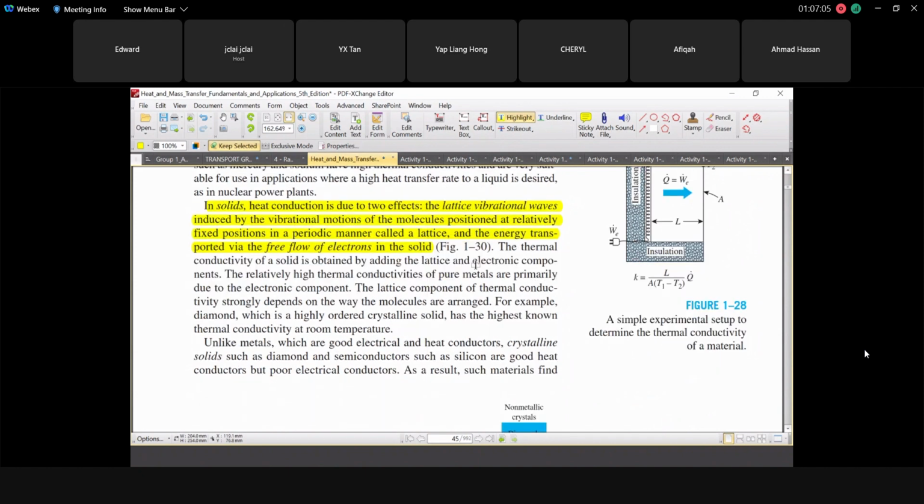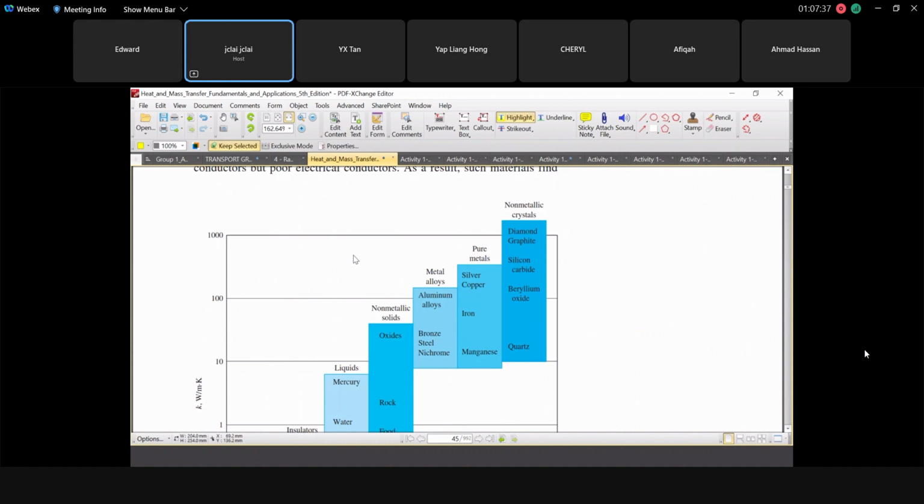Here is some more explanation. In solids, heat conduction is due to two effects: the lattice vibrational waves induced by vibrational motion of the molecules positioned at relatively fixed positions in a periodic manner called a lattice, and the energy transported via the free flow of electrons in the solid. So this is a deeper explanation. This is for conduction.